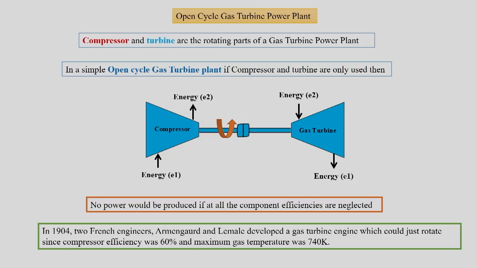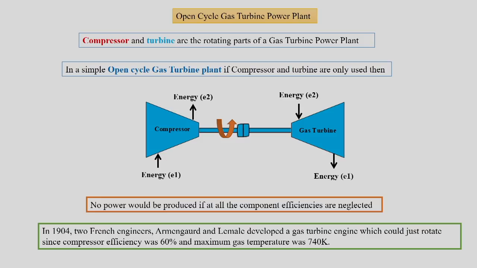Similar effects would be seen if there are some other components connected, but if component efficiencies are too low. In practice, compressors and turbines are not ideal components; they will have efficiencies that are not 100% and lower than that.